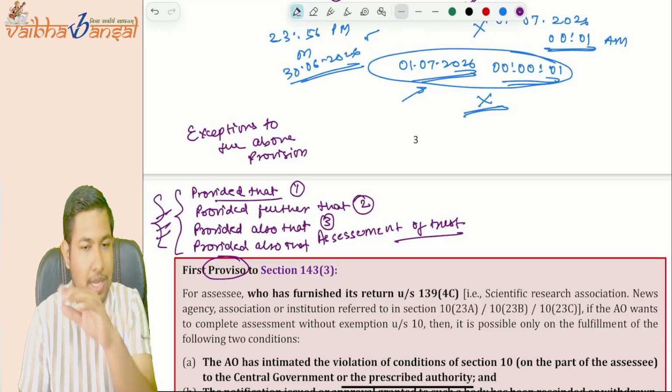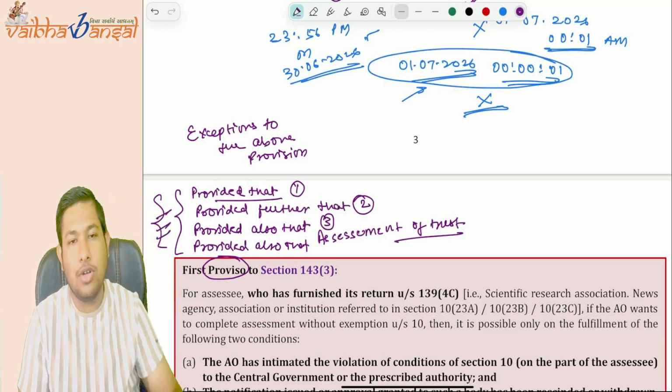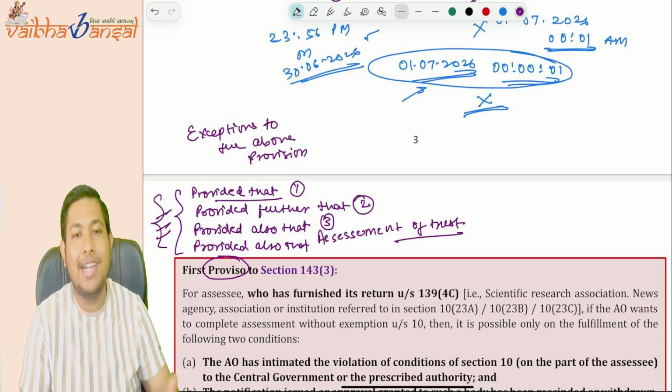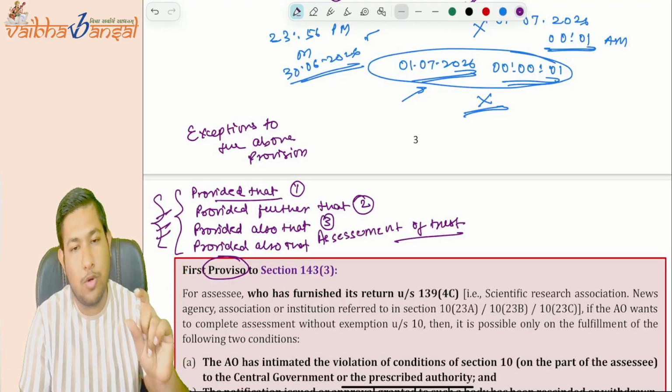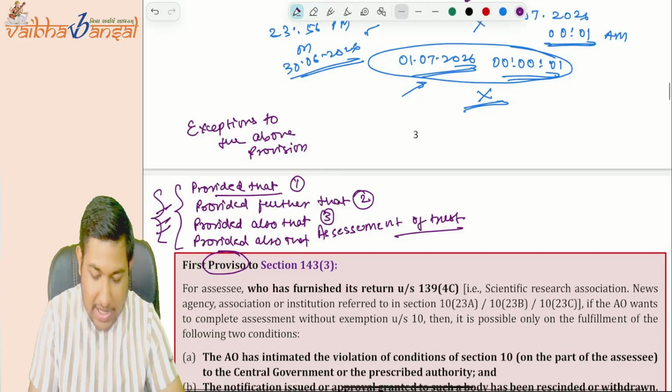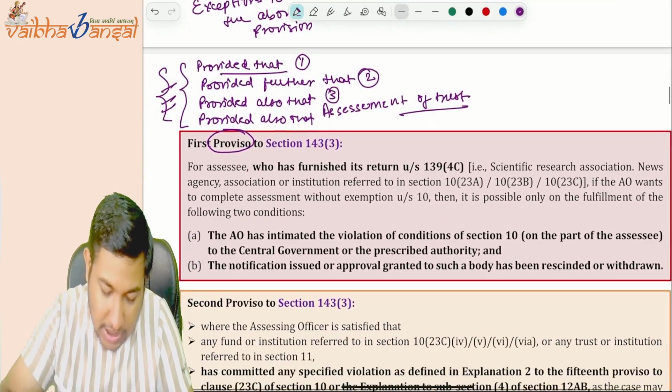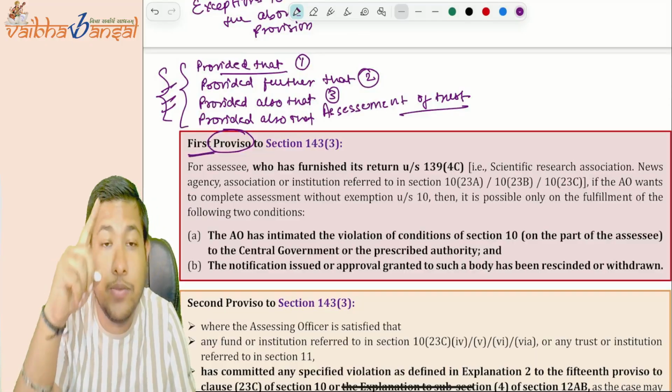Okay, did you understand it very carefully or not? This is the first thing that you need to understand: the provisos written below the section are the exceptions to the particular provision above. So what are the exceptions you will see? The first proviso, which will start with what? Provided that.